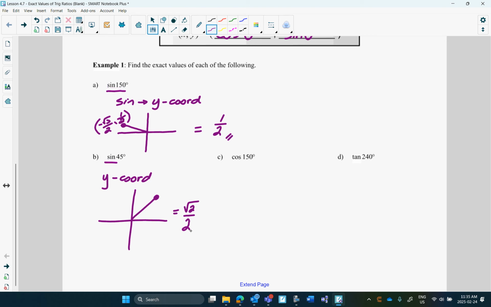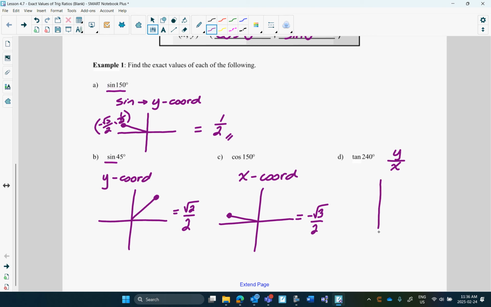The cosine, to calculate this, I need to read the x coordinate of the point on the unit circle that corresponds to 150 degrees. Well, we did 150 degrees in the first one when we found sine. What would this one be, the x coordinate? Negative root 3 over 2. The tan, we've got to do some calculation. We've got to find the y value and divide by the x value.